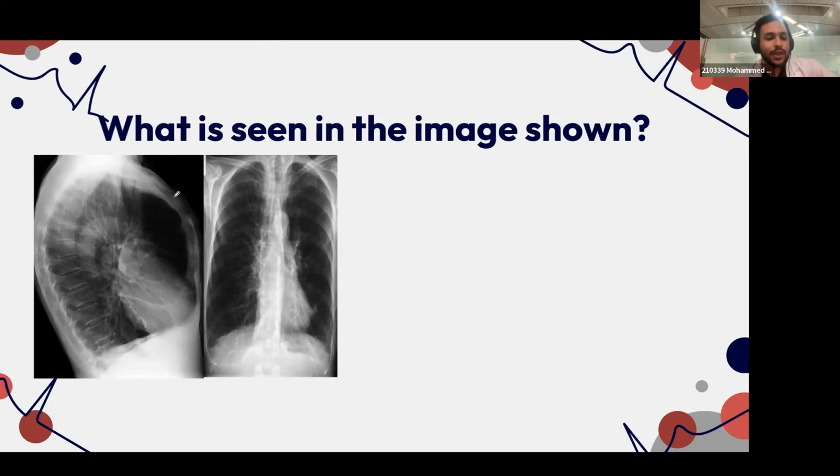So now, what happens here? Important signs. Number one, can someone tell me what I am showing in this? What is this sign? Increased AP diameter, increased anterior posterior diameter. What is this? Exactly, increased retrosternal space. What happened to the diaphragm? Flat. Okay, that's another sign. What happens to the heart?